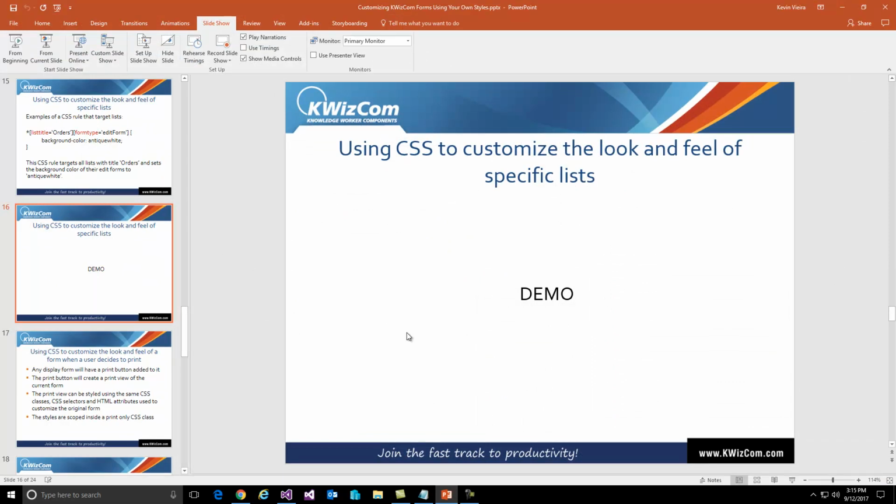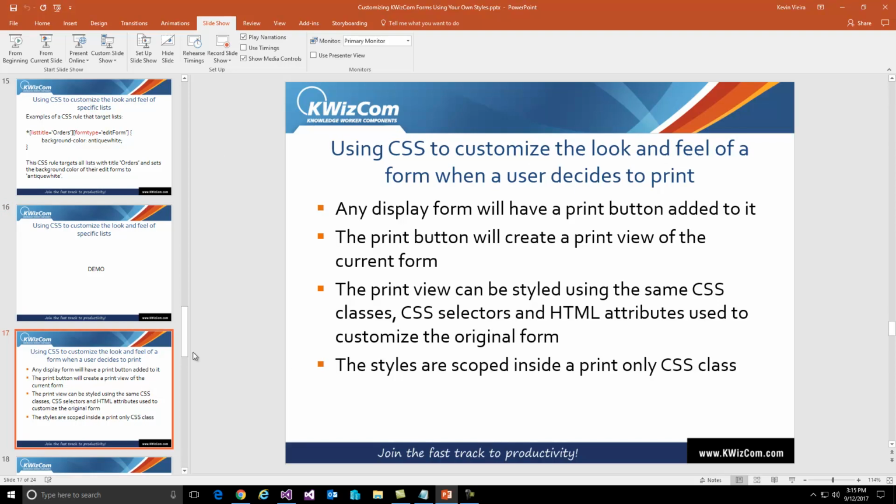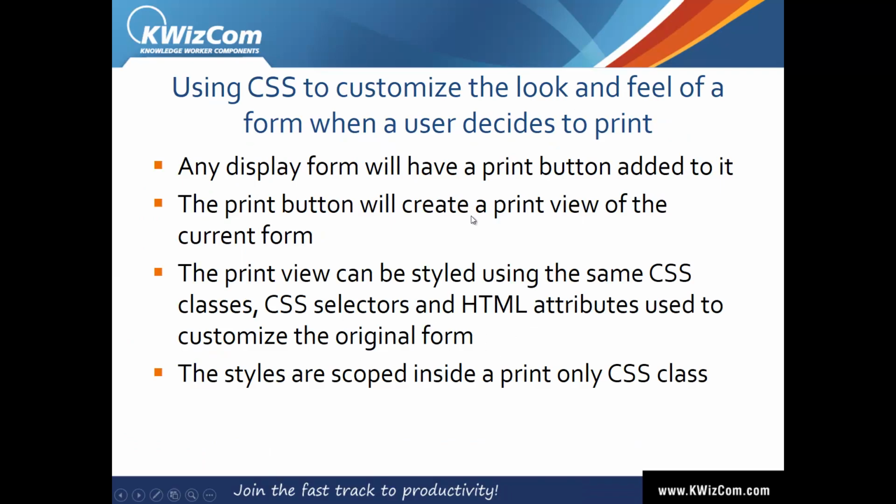Now I'm going to show you how to target the print view. So anytime the KWIZCom Forms app is installed, you get this additional print button added to the form. When you click the print button, a print view of the current form is constructed for you. Initially, the view is very generic. It's very plain, but it's very legible. Again, if you want to make it fancier, you can, and that's what we're going to do now.